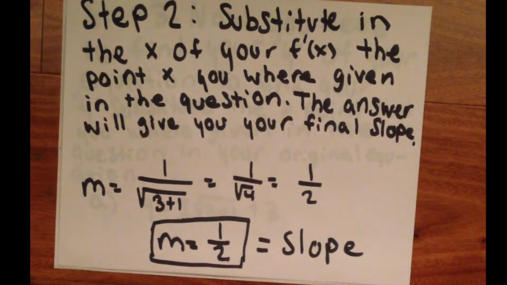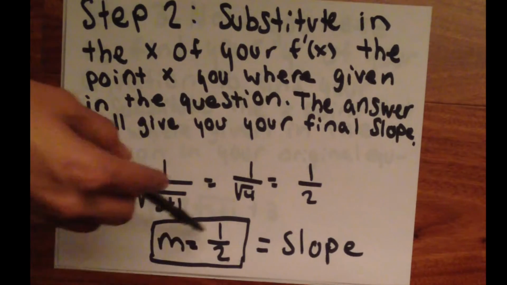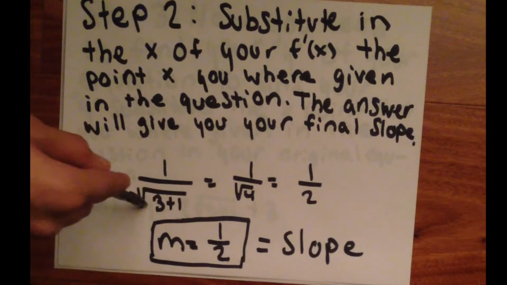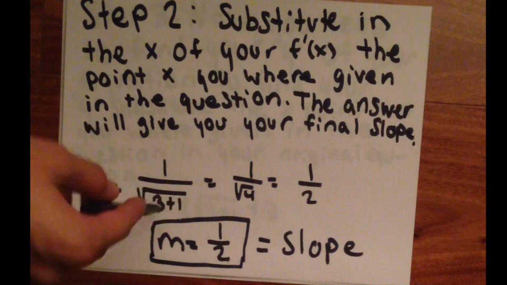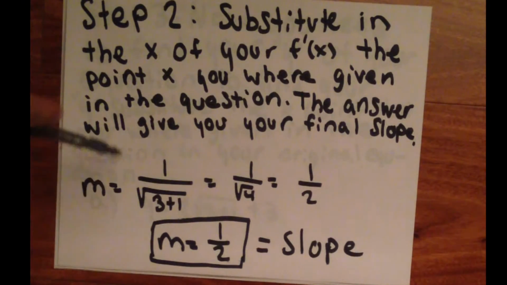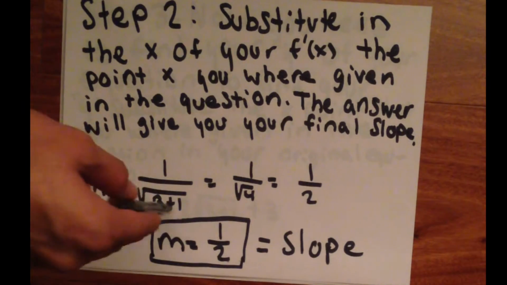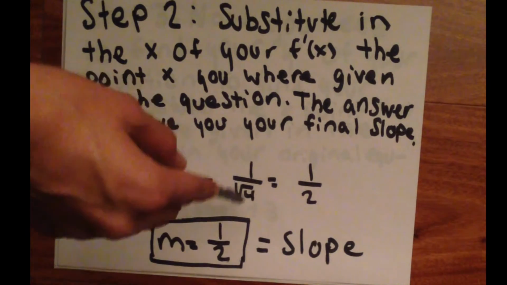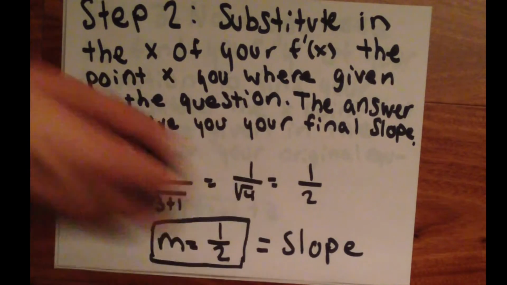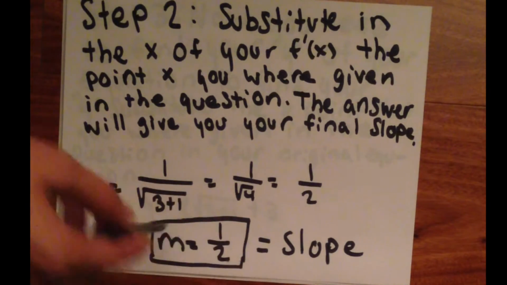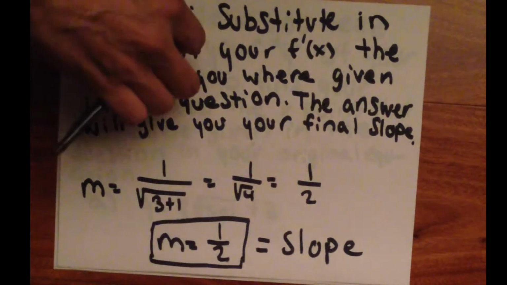So next I need to substitute into my derivative. In the x I will have to put the x value they gave me in my question. So here I have m equals 1 over square root of (3 plus 1), I already substituted it, equals 1 over square root of 4, equals 1/2. And my slope would be m equals 1/2.